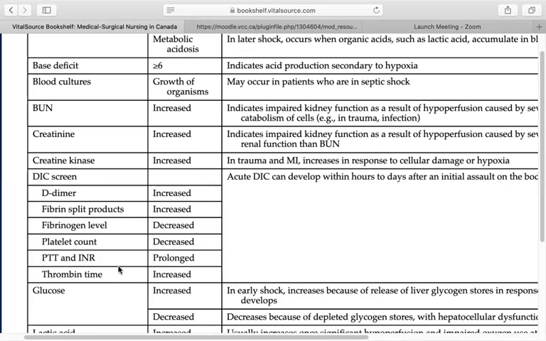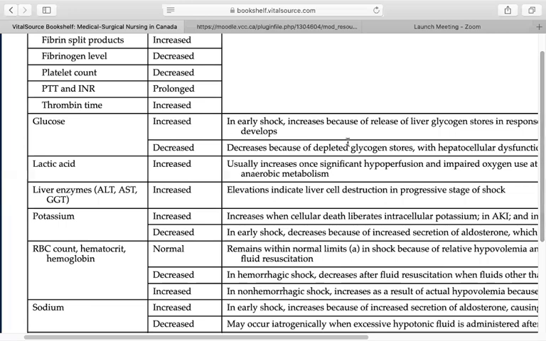Okay, moving off from that now into other lab values. So glucose makes sense to be increased early on as the body releases energy stores to try and get through the stress response. Liver is releasing glycogen. If no one intervenes to help out, eventually the body is going to run out of these glucose stores and then glucose will decrease. Lactic acid increased, we talked about that above, the product of anaerobic metabolism.